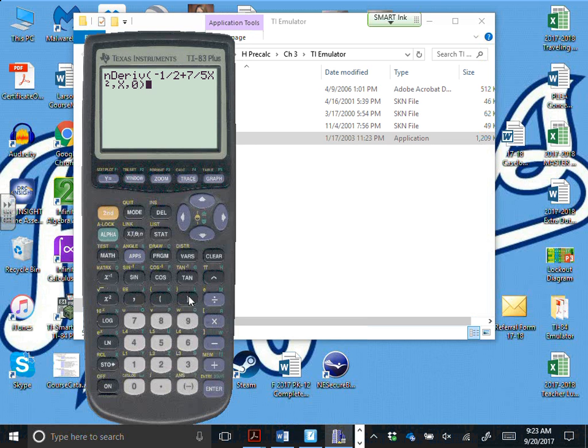If you have an 84, you just need to fill in that bottom box with x, so it is d dx. Type in your function, and then, because it looks like this, x needs to go here. You're going to type in your function here, and then this is where you put the number you want to evaluate it at.